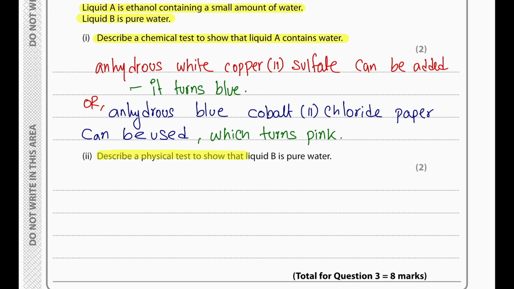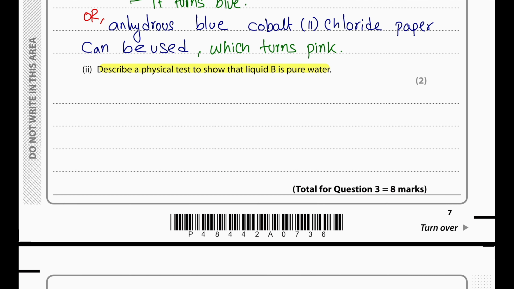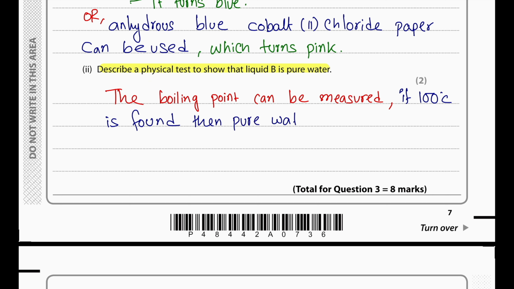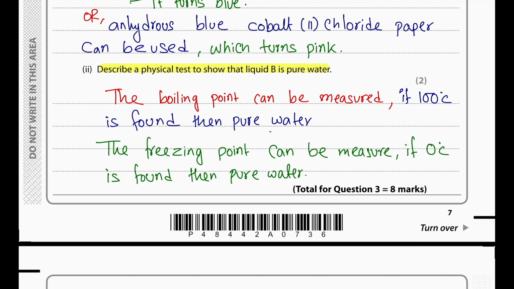Describe a physical test to show that the liquid B is pure water. The physical test for determining pure water is either its boiling point, which is 100 degrees Celsius, or we can measure its freezing point, which is 0 degrees Celsius.